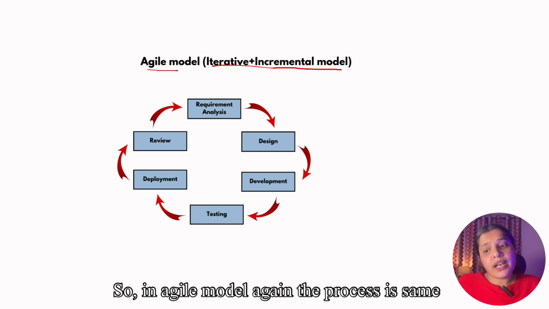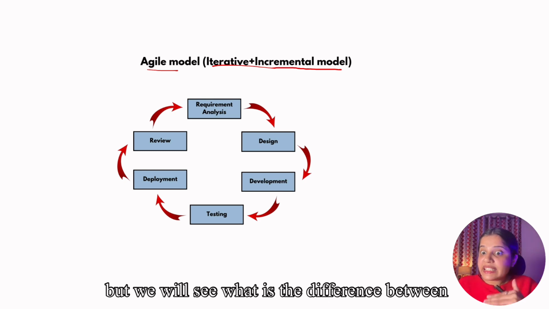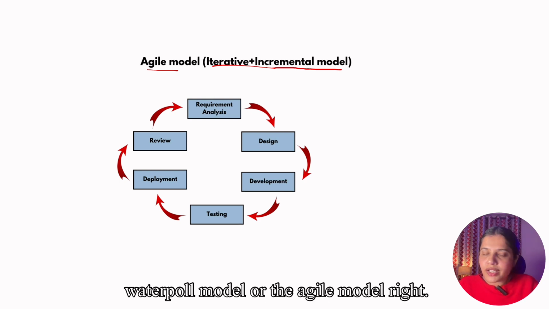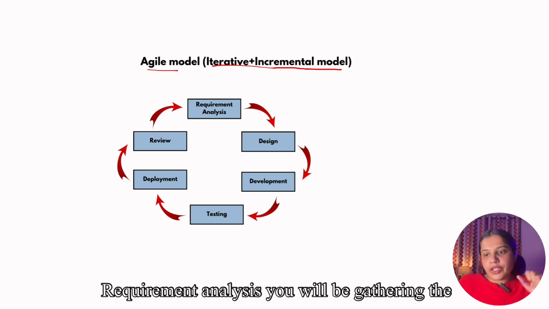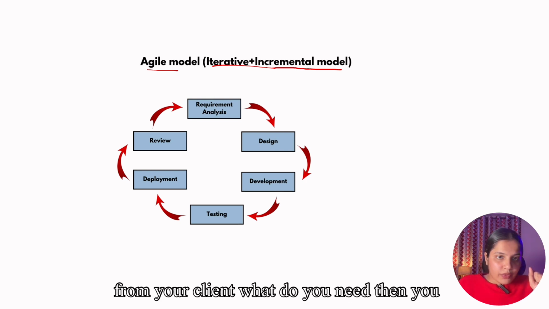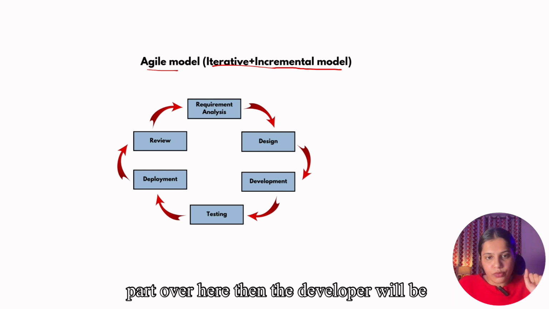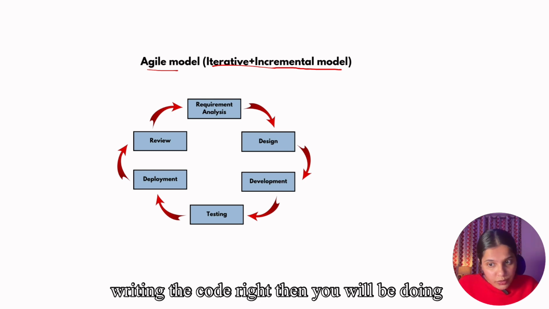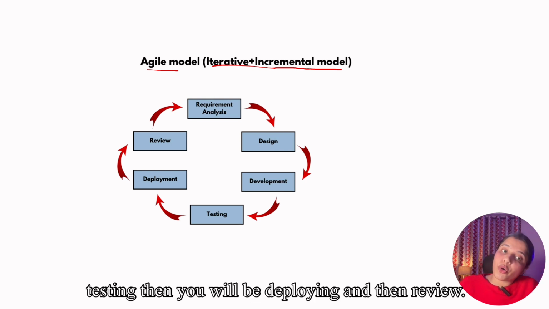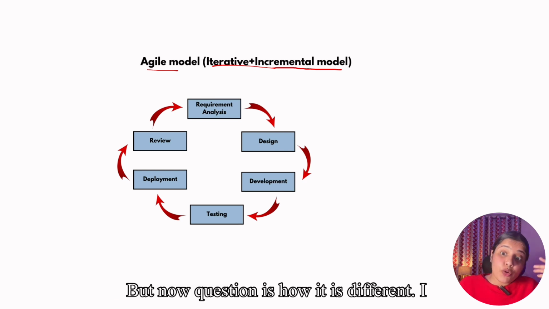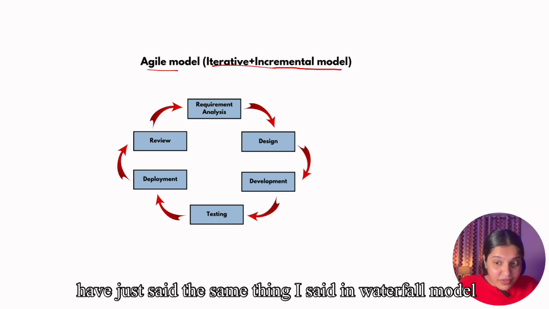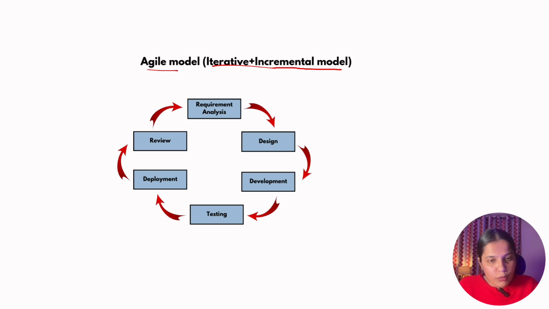So in the agile model, the process is the same, but we'll see what the difference is between the waterfall model and the agile model. Requirement analysis: you will be gathering information, asking your client what they need. Then you'll do the documentation and the design part. Then the developer will write the code. Then you will do testing, then deploying, and then review. But now the question is how it is different. I've just said the same thing I said in the waterfall model.